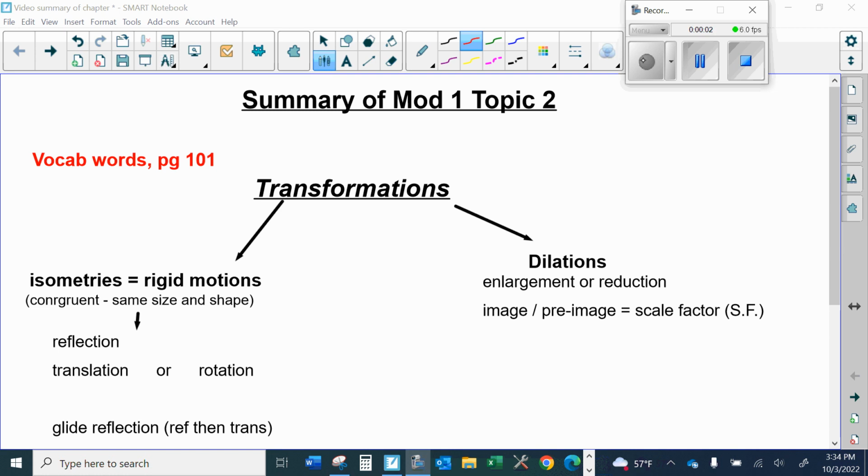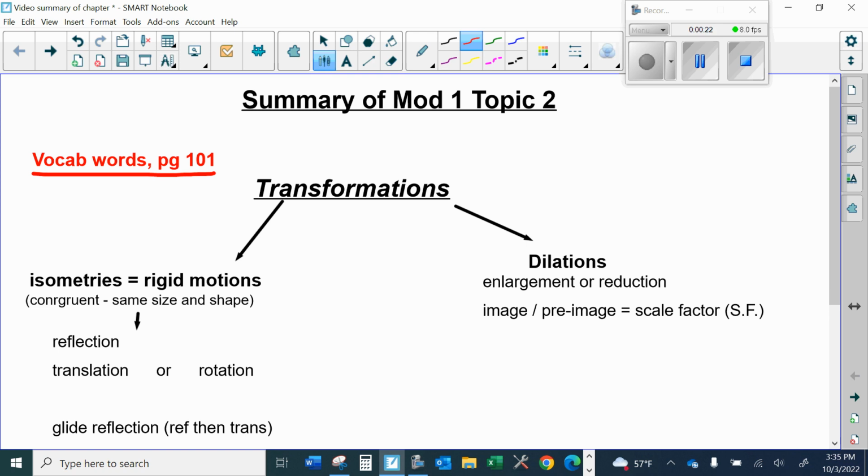Okay, students, we're going to do a quick summary of Mod 1 Topic 2. You need to know all your vocab words on page 101: line, ray, segment, circle, etc. That's one problem on your test. Then our next main concept of the whole chapter is transformations.